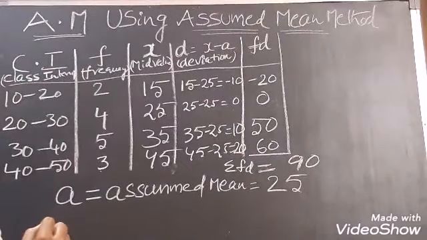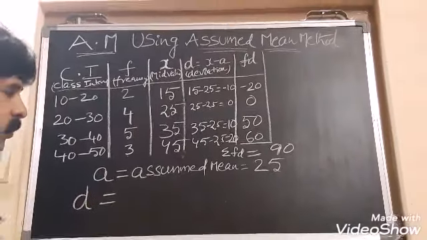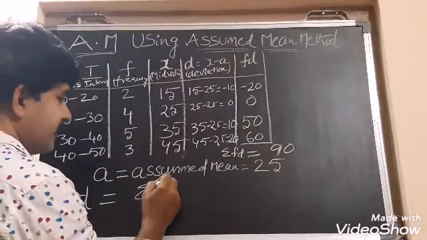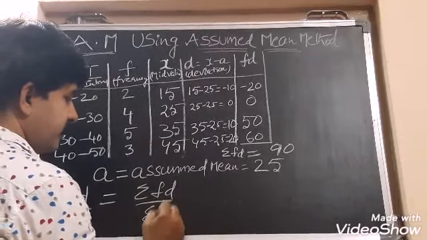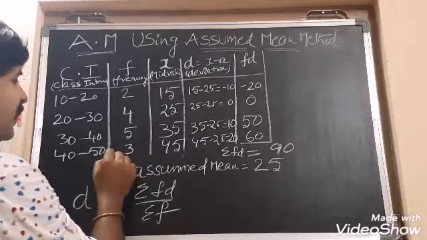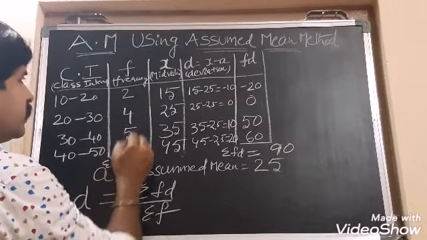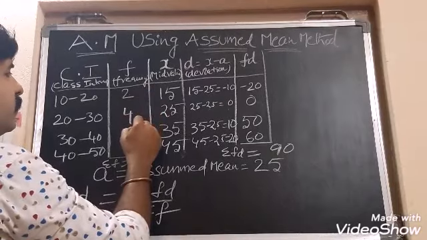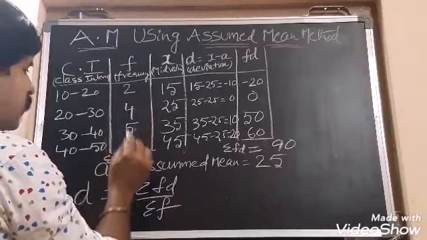Now, what is the formula for deviation? D is equal to sigma FD by sigma F. What is sigma F here? Sigma F means total frequency. 6 plus 5, 11 plus 3, 14.